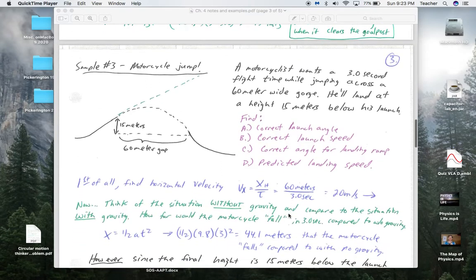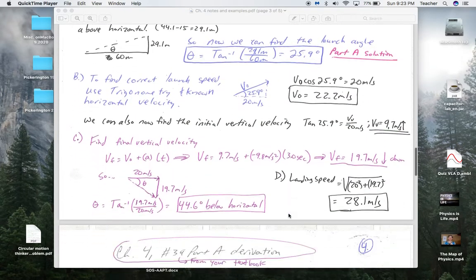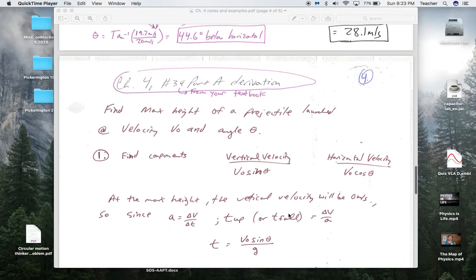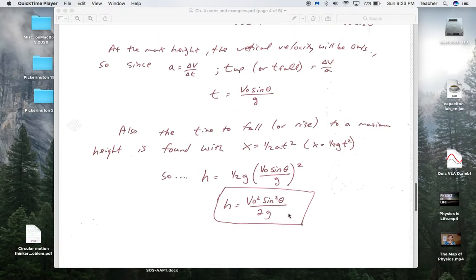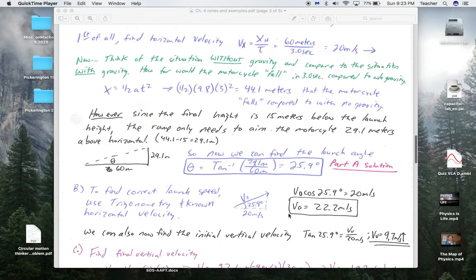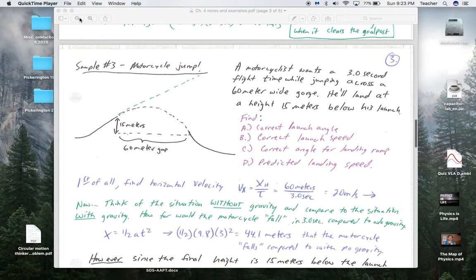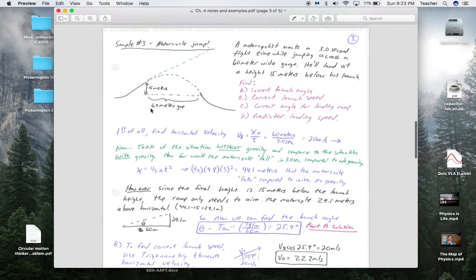Example number 3 I think is an interesting one. I'm going to include the PDF with this. And I might make this a little bit smaller so you can see more of it at a given time. So we've got a motorcyclist, and they want a 3-second flight time while jumping across a gorge 60 meters across. This person will land at a height 15 meters below where they launch.